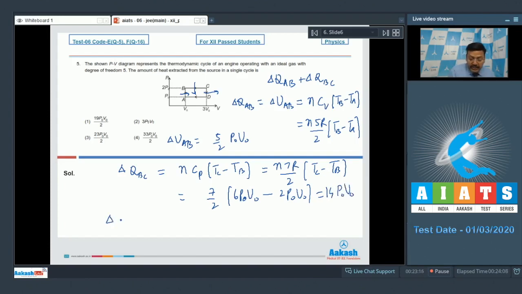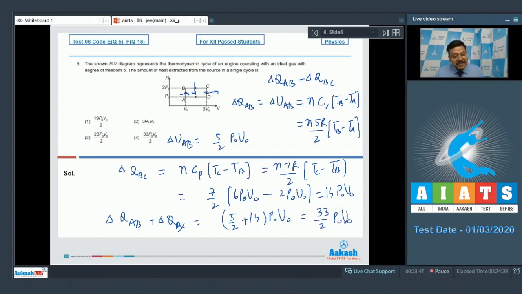So the heat extracted from the source in a single cycle is delta QAB plus delta QBC, and this comes out to be (5 by 2 plus 14) P naught V naught. This simplifies to 33 by 2 P naught V naught. And if we now look at the options, we can see that it is matching with option 4. So option 4 is correct for question 5. Let's go to the next question now.